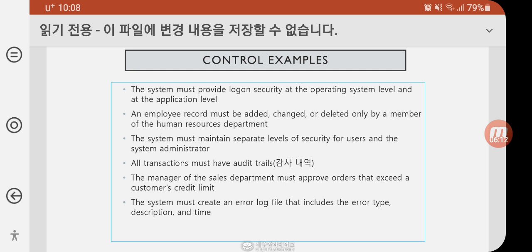All transactions must have audit trails. The manager of the sales department must approve orders that exceed the customer's credit limit. The system must create an error log file that includes the error types, description, and time.